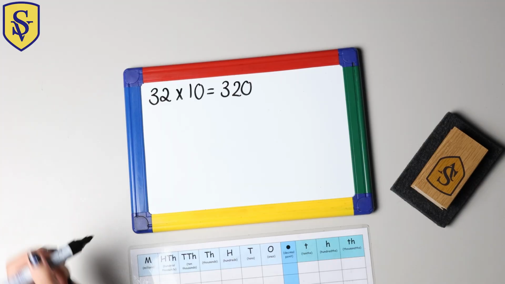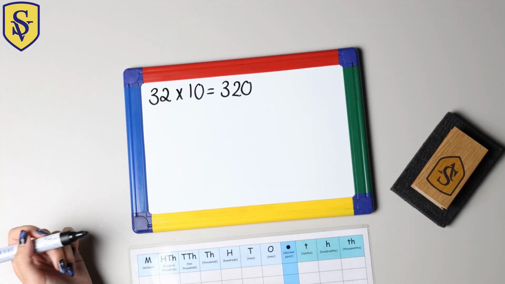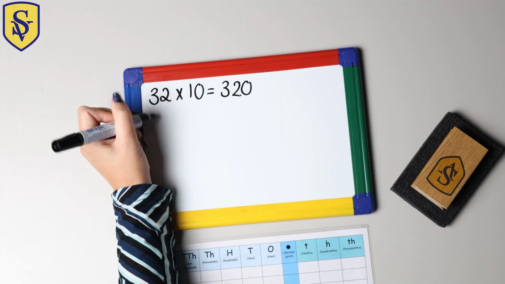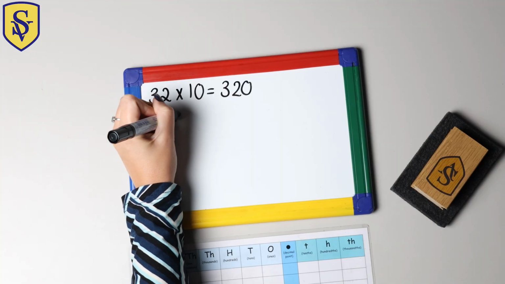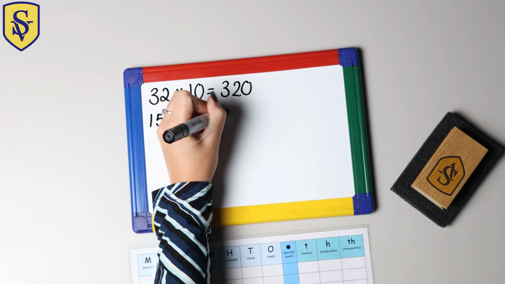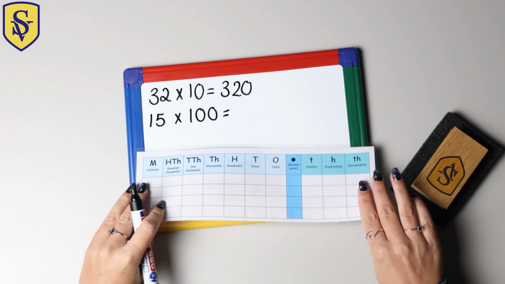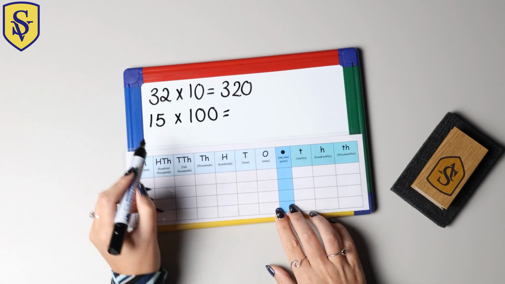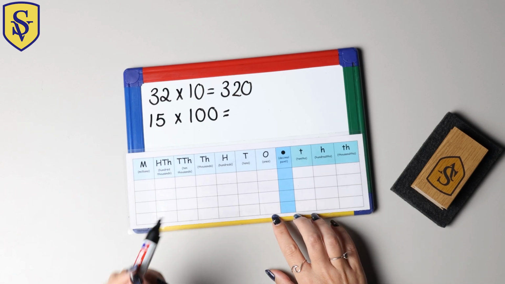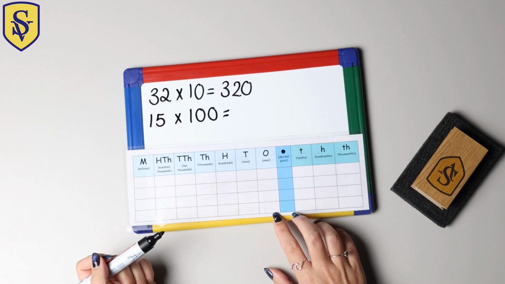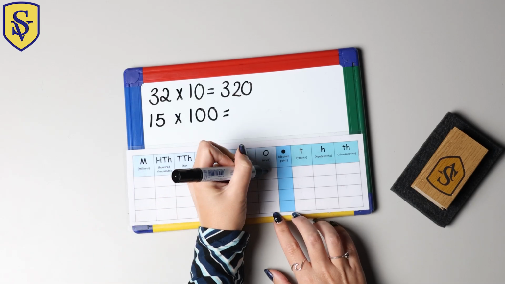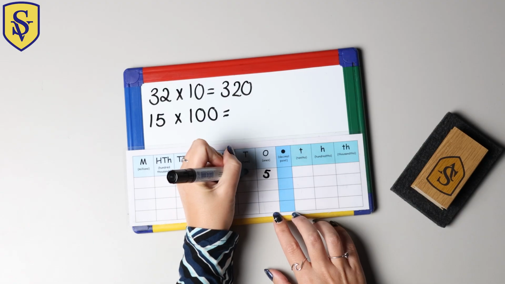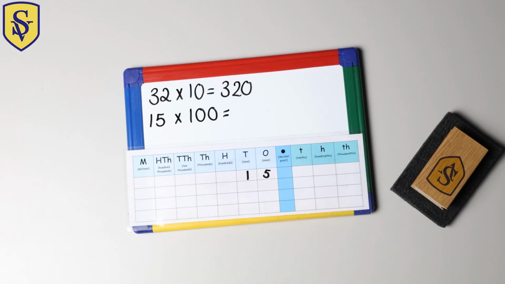Now we can do the same, but with a larger number. So for the next question, we're going to practice multiplying by 100. So we're going to have the question 15 times 100. And again, we're going to use the place value grid. And when you are multiplying, you're going to move everything to the left. So start off by putting 15 in the correct columns. If you're ever uncertain, you can always write it backwards by putting the 5 in the ones column and then the 1 in the tens column.